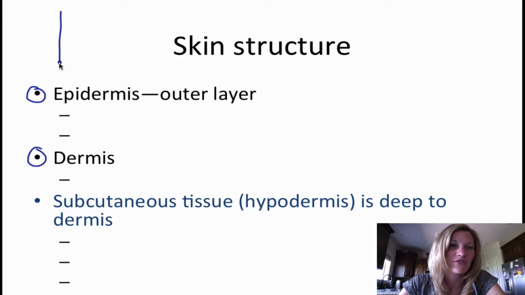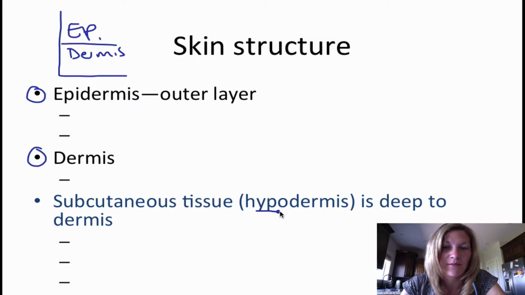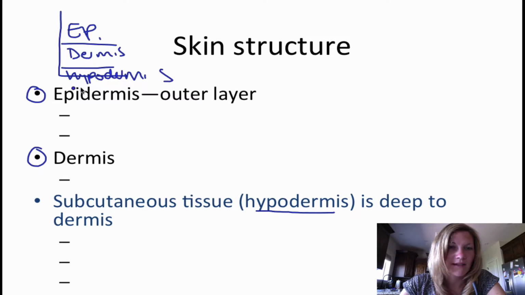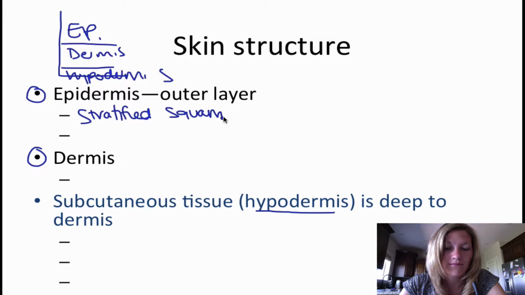So if I were to draw a picture of the skin layers here, you'd have the epidermis here, then you'd have the dermis here, and then this last part, the subcutaneous tissue or the hypodermis, is going to be down here. Okay, so the epidermis is going to be stratified, squamous, epithelium.